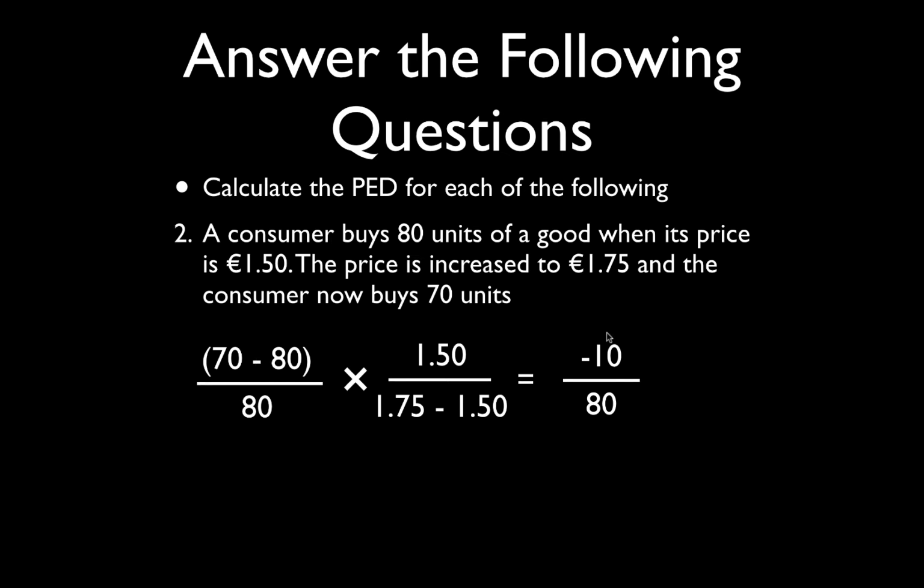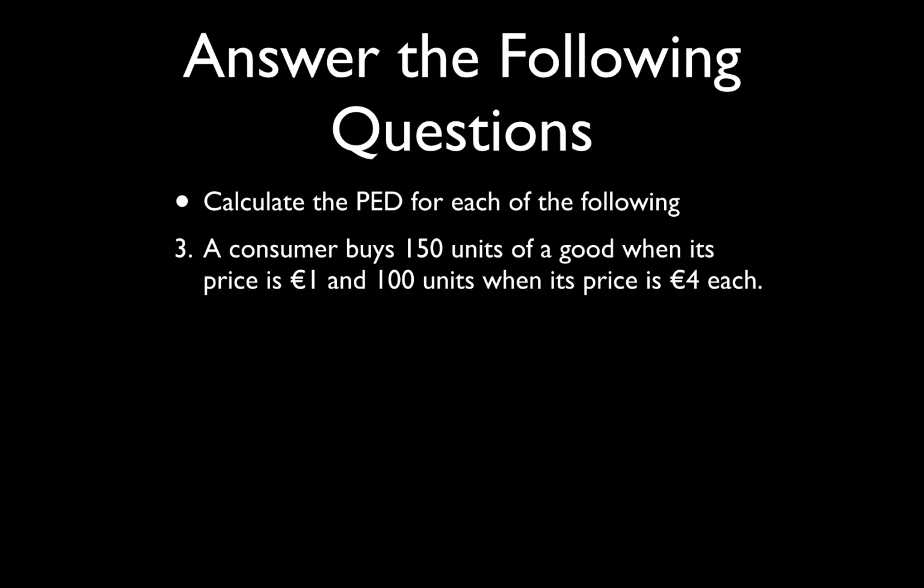So 70 minus 80 is minus 10 over 80, multiplied by 150 on the top line, very good, divided by 1.75 over 150, which is 0.25. I know that you may be able to cancel some things here and here. My advice is don't. Unless you're very, very comfortable with mathematics, don't. Just put it all into the calculator and work it all out. Now, I believe I'm correct with that, and I believe I'm correct with minus 0.75. Again, you should be thinking to yourself, what does a PED of minus 0.75 mean? But we will come to that later on.